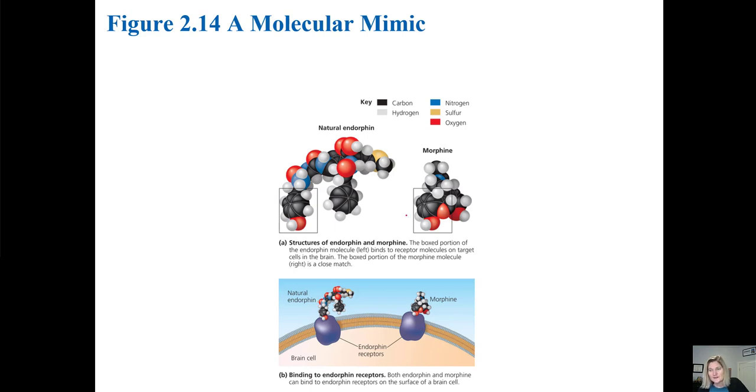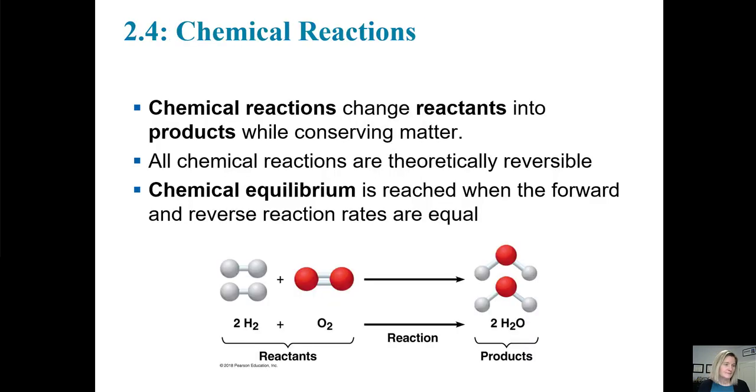But morphine has a very similar structure. Look at the natural endorphin structure, look at the morphine structure. That's pretty similar, and morphine can actually end up being received by the endorphin receptor site. So these two molecules, endorphins and morphine, are biological mimics, okay? They are very similar in shape to each other, so they can bind to the same receptor site. Okay, all right, so let's move on.